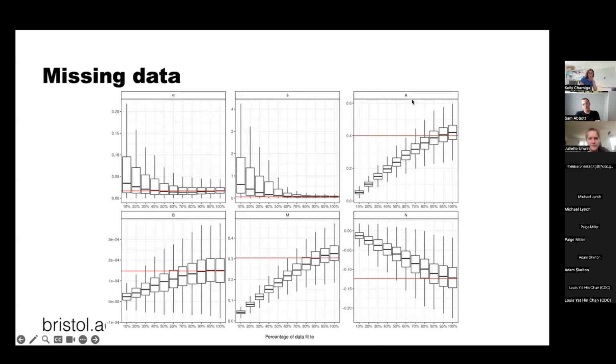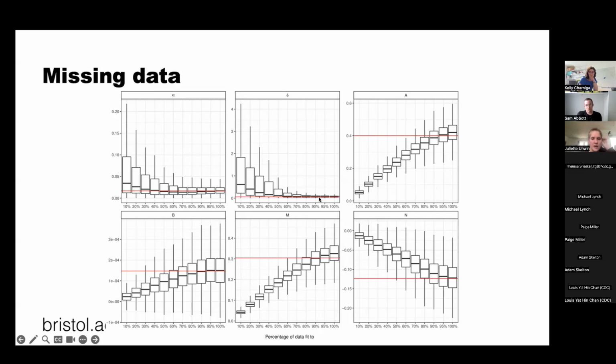The next thing we looked at was missingness in your data. Traditionally, they're using very complete data, so it's like when all the earthquakes have been recorded. How robust is this method when you have different amounts of missingness? Here are the different parameters in the model: the alpha, the delta, and the 3 parameters for the kernel. Can we recapture our true parameter, which is the red line, when we reduce our data?